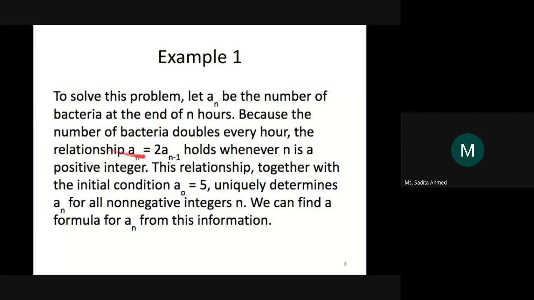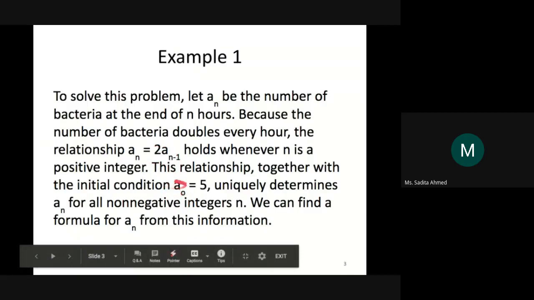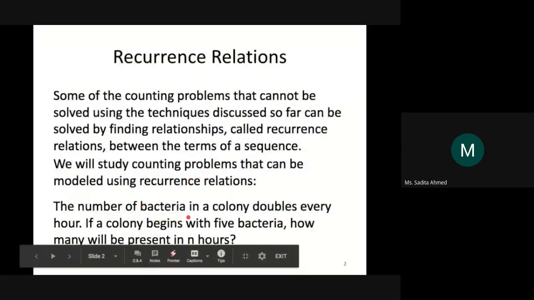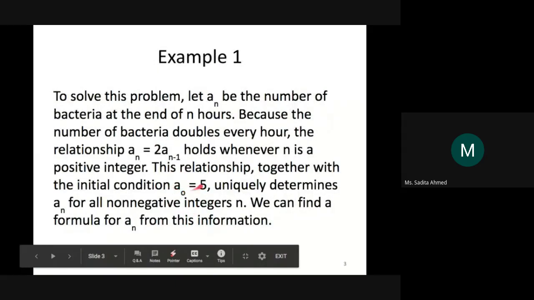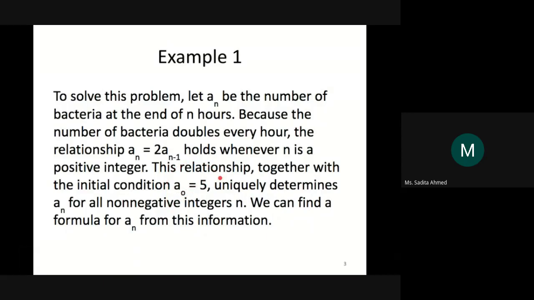Right? And since we are using one preceding value, in the base case we define the first initial condition, the lowest base case, that is A0. At the 0th hour, there are 5 bacteria. We know that here already. So the initial condition is what? A0 is equal to 5. And if you know this, A1 will be what? 10, A2 will be 20, A3 will be then what? 40 and so on. All right?